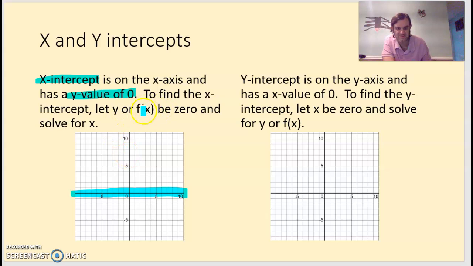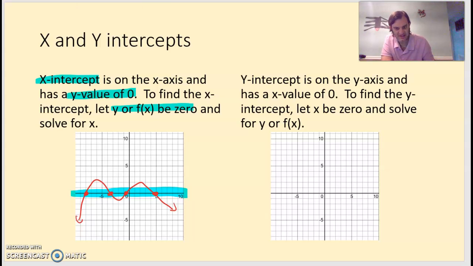And if you want to find one, you can let y or f of x be 0 and solve for x. And it's okay to have more than one x-intercept if you think about it, because if we were to draw something along there, I can draw whatever I want. I could have a function using that vertical line test even if I hit the x-axis more than once.